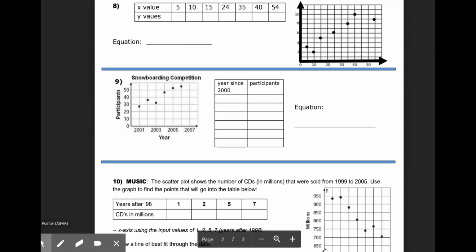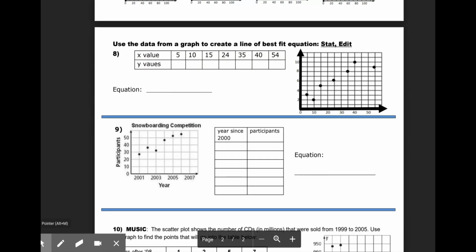All right, let's go ahead and look over on the back page. And again, you're going to want to use the calculator, but it says use the data from a graph to create a line of best fit equation, and you're going to use the stat and edit. What you need to make sure that you do first, though, is fill in the table.